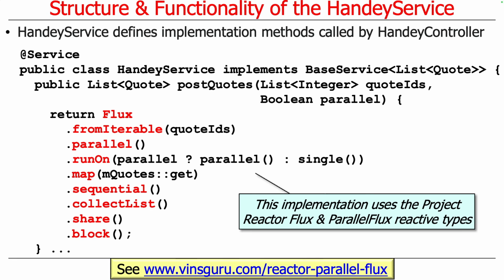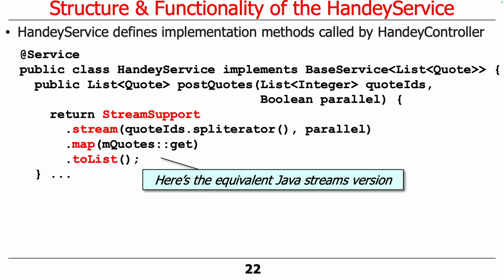This logic here can be realized in a much more parsimonious way in parallel streams, which is almost always the case. Parallel streams is almost always shorter and often as performant as the reactive programming. We'll talk in a minute about why you would ever want to use reactive programming. But this is the corresponding Java streams version where we take the quote IDs, get the split iterator from it, and then either in parallel or sequentially turn it into a parallel or sequential stream, get the various elements, and then convert the results back to a list.